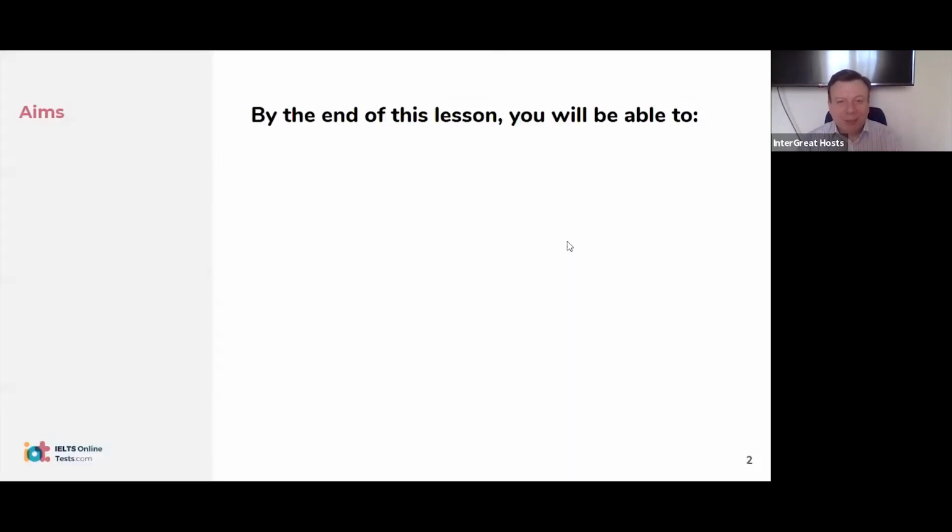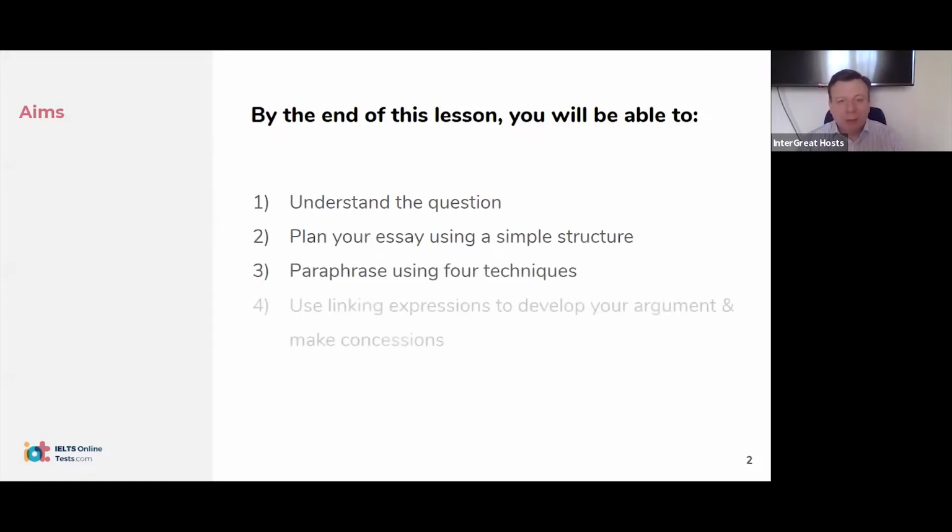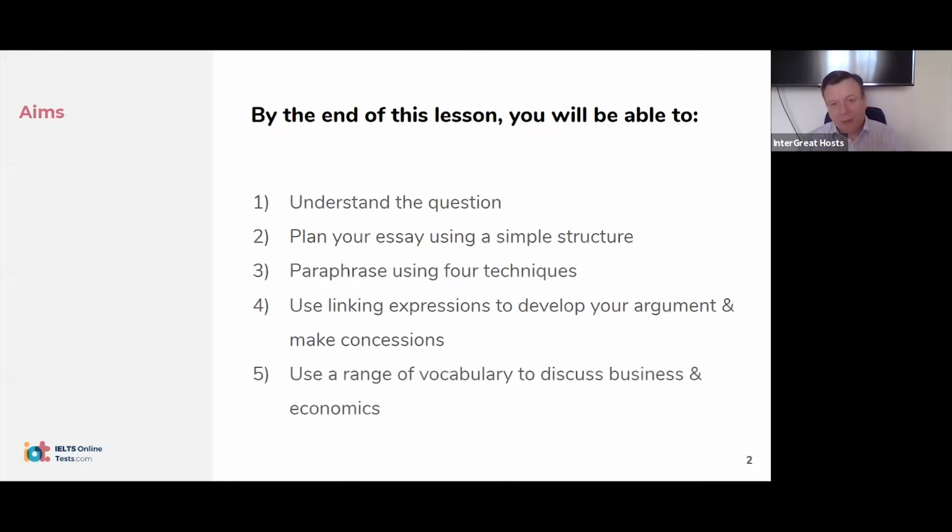So let's have a look. By the end of this lesson, you'll be able to look at the question and understand it, plan your essay using a simple structure, and then look at paraphrasing. There are 4 different techniques we can use. Then we'll look at some linking expressions and how you can develop your argument and make concessions. And then we'll give you a range of vocabulary you can use to discuss business and economics topics.